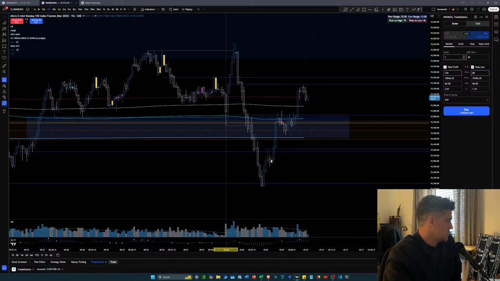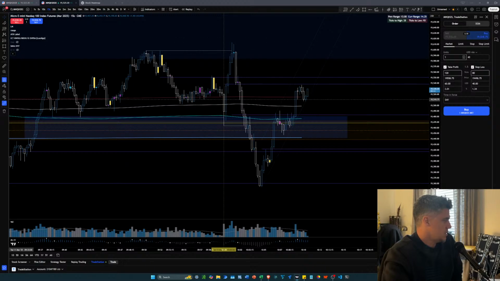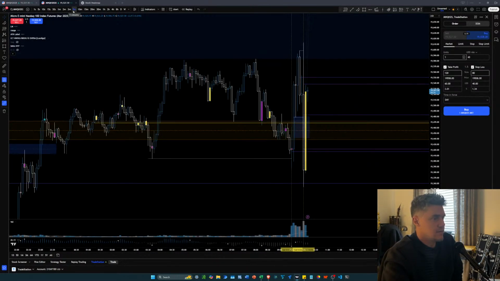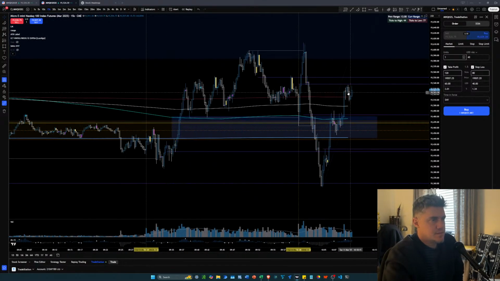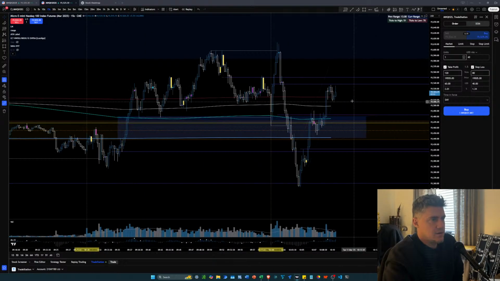Doji on the 1 hour. Doji on the 30. Doji on the 20. Doji on the 15. 5. Inside up close on the 5, bro. Let's go. What does this look like? Big yellow bar. Not wanting to pull back a whole lot, is it?